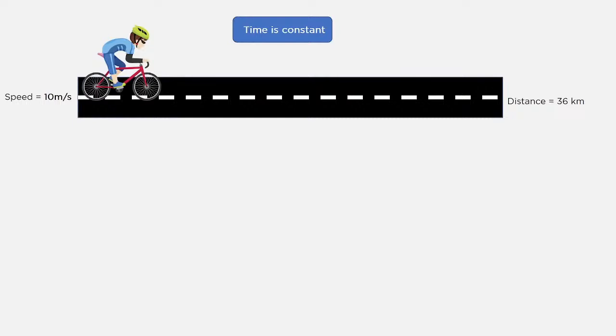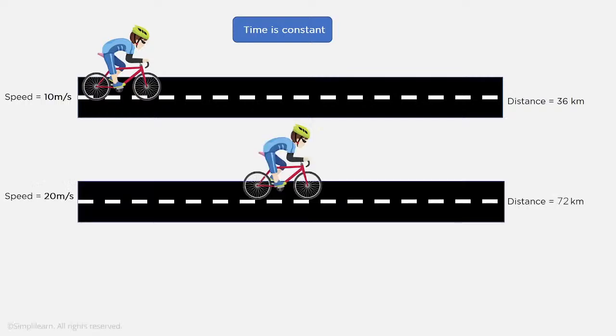And you can see we have a bicyclist. He's got his safety gear on, thank goodness. Speed equals 10 meters per second. And so over a certain amount of time, his distance equals 36 kilometers. We have a second bicyclist who's going twice the speed, or 20 meters per second. And you can guess if he's going twice the speed and time is a constant, then he's going to go twice the distance. And that's easy to compute: 36 times 2, you get 72 kilometers.